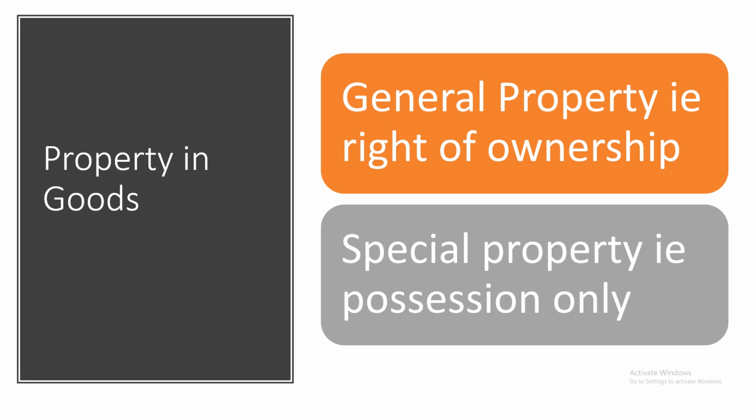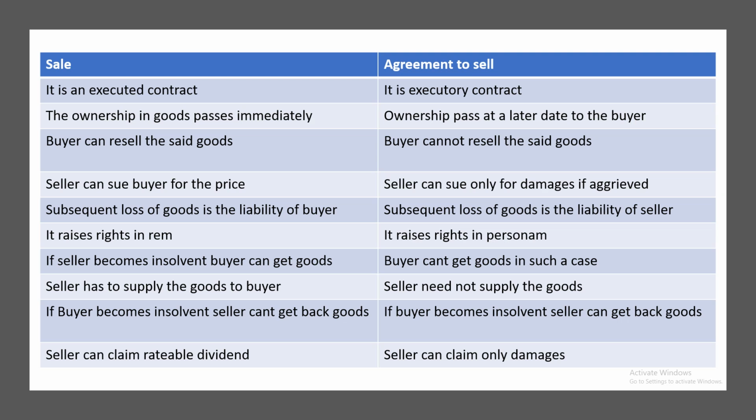But special property may be transferred from one person to another in a number of instances. Simply, bailment, consignment, and many areas we can find passing of simply special property from one person to another, but passing of general property, that is the right of ownership, is crucial in the Sale of Goods Act. Let us check the main differences between sale and agreement to sell.